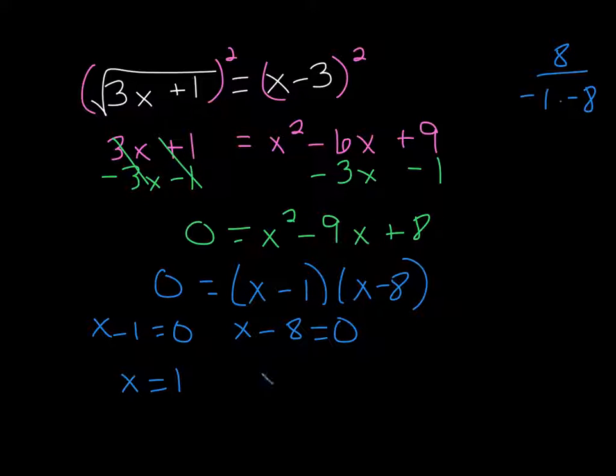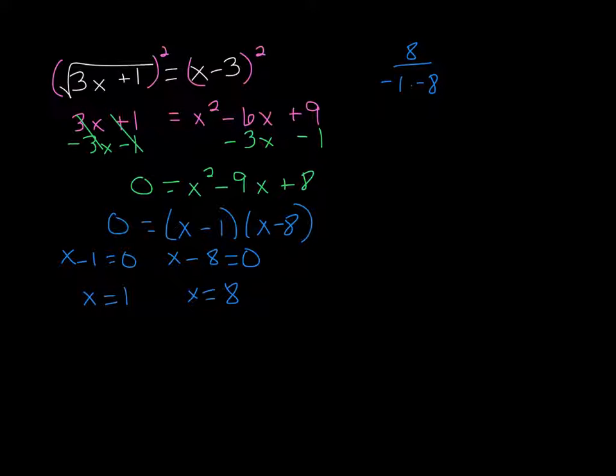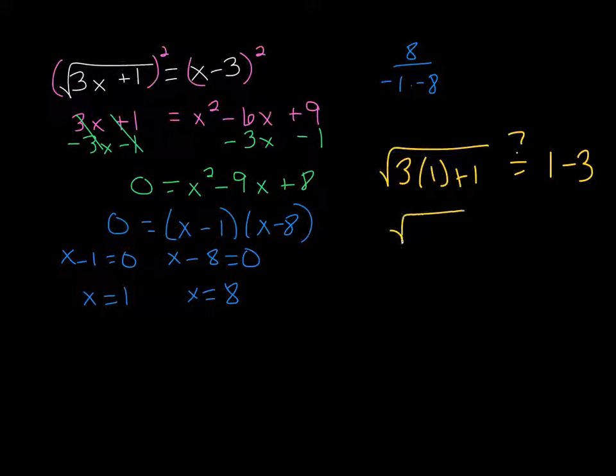So x equals 1, x equals 8. Now we need to check them to make sure that they actually work. So let's try 1 first. We have square root of 3 times 1 plus 1 should equal 1 minus 3. So 3 times 1 is 3, plus 1 is 4. And 1 minus 3 is negative 2. The radical can't equal a negative. So we have to throw that one out.